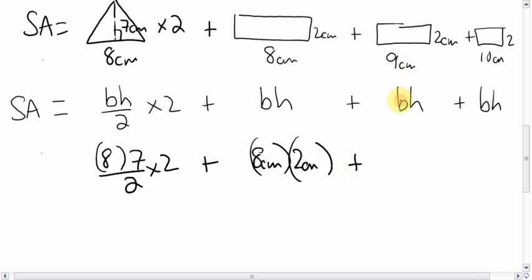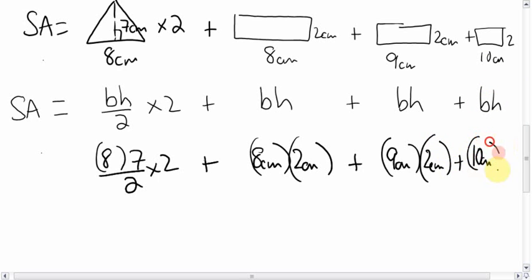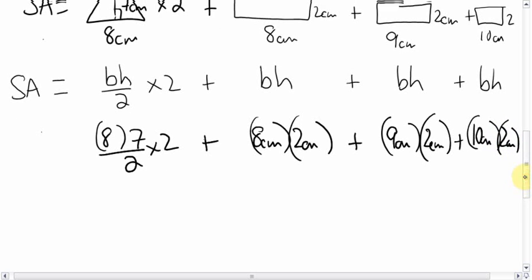Plus, the base here is 9. The height is 2. The base here is 10. The height is 2. You don't need to have the units in the work as long as you have it in the end. I'm not very consistent here in this example, but you get the idea. Okay, so 8 times 7 divided by 2 times 2, the 2's cancel out, so you don't even worry about them, it's just 56.